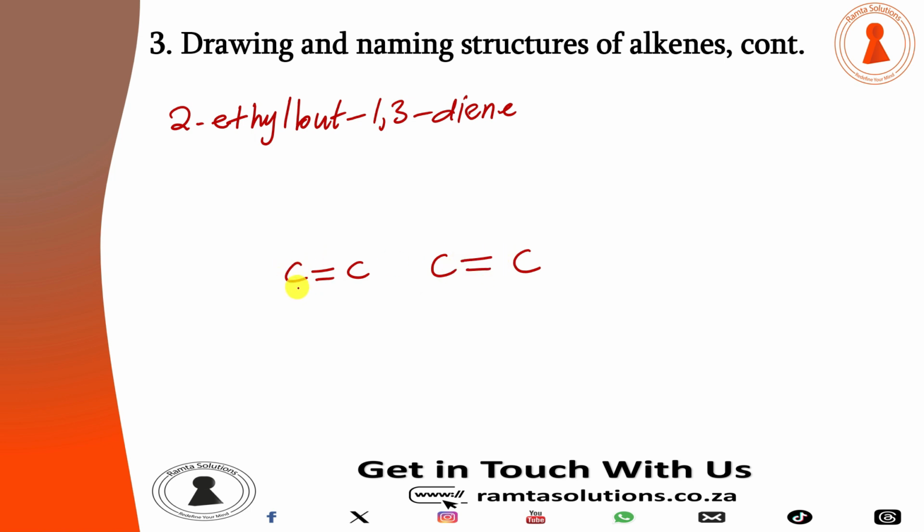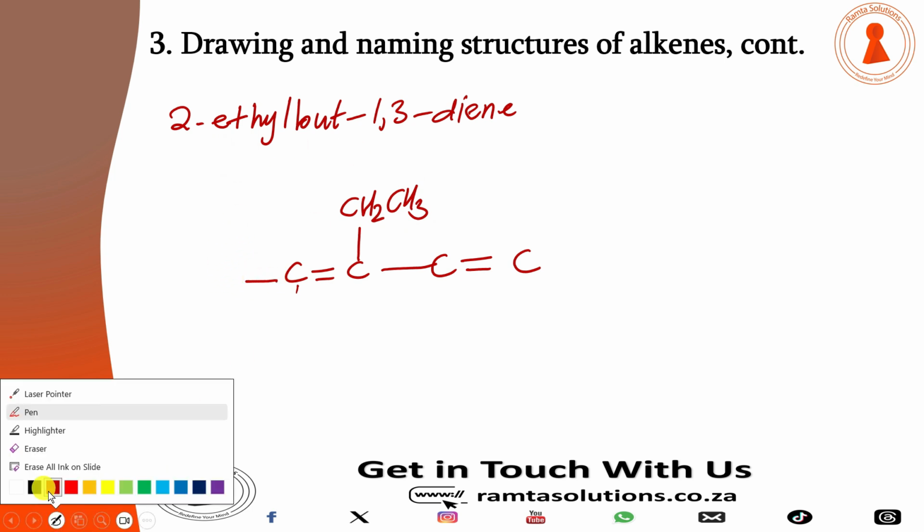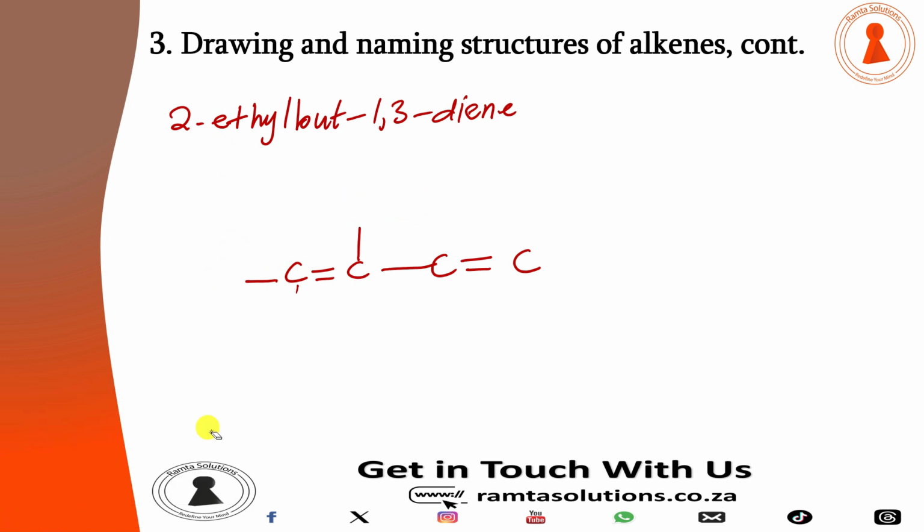As you can see, this is my 1, this is my 2, this is my 3, this is my 4. Where is the substituent? The substituent is on carbon 2. Which substituent is that? CH2, CH3. This is ethyl, isn't it? Good. So this is ethyl, and maybe let me draw it in this way. Yeah, it's better.